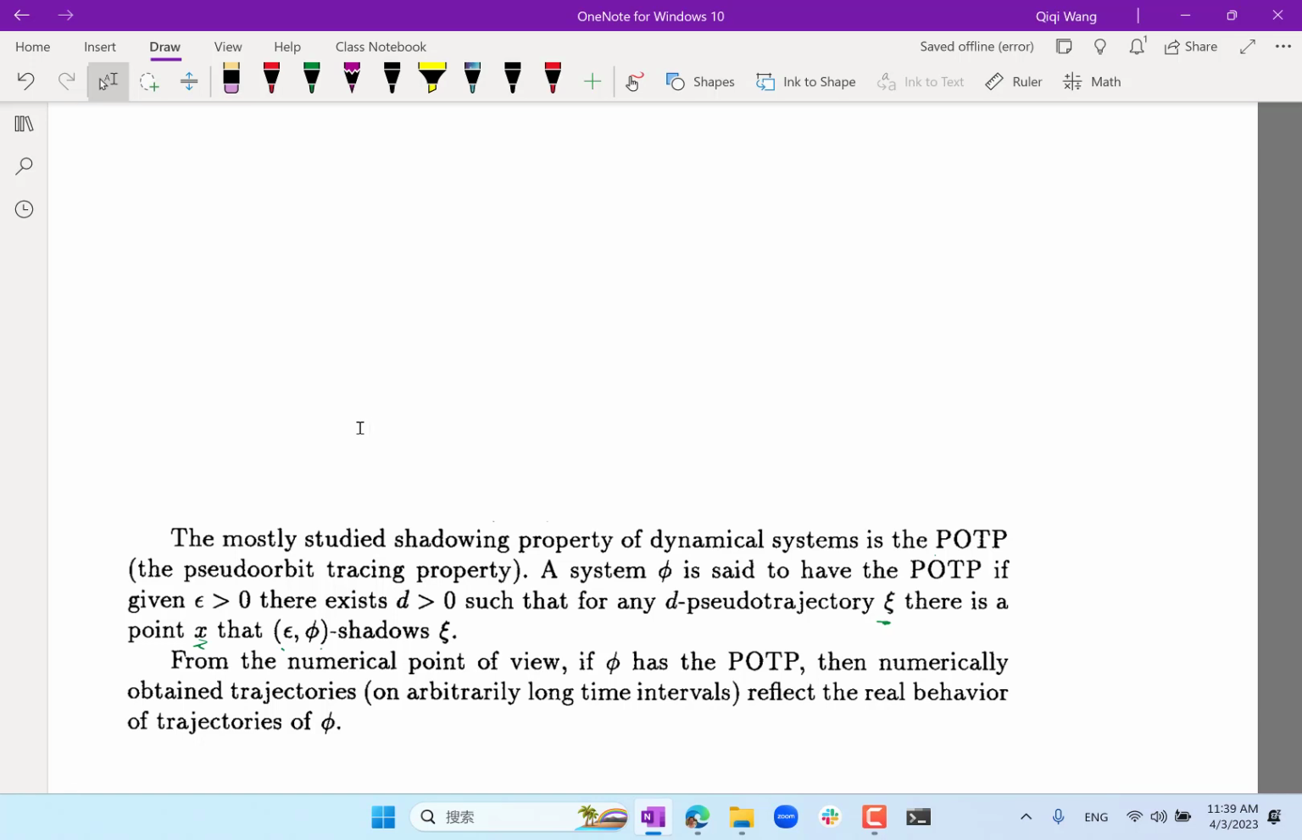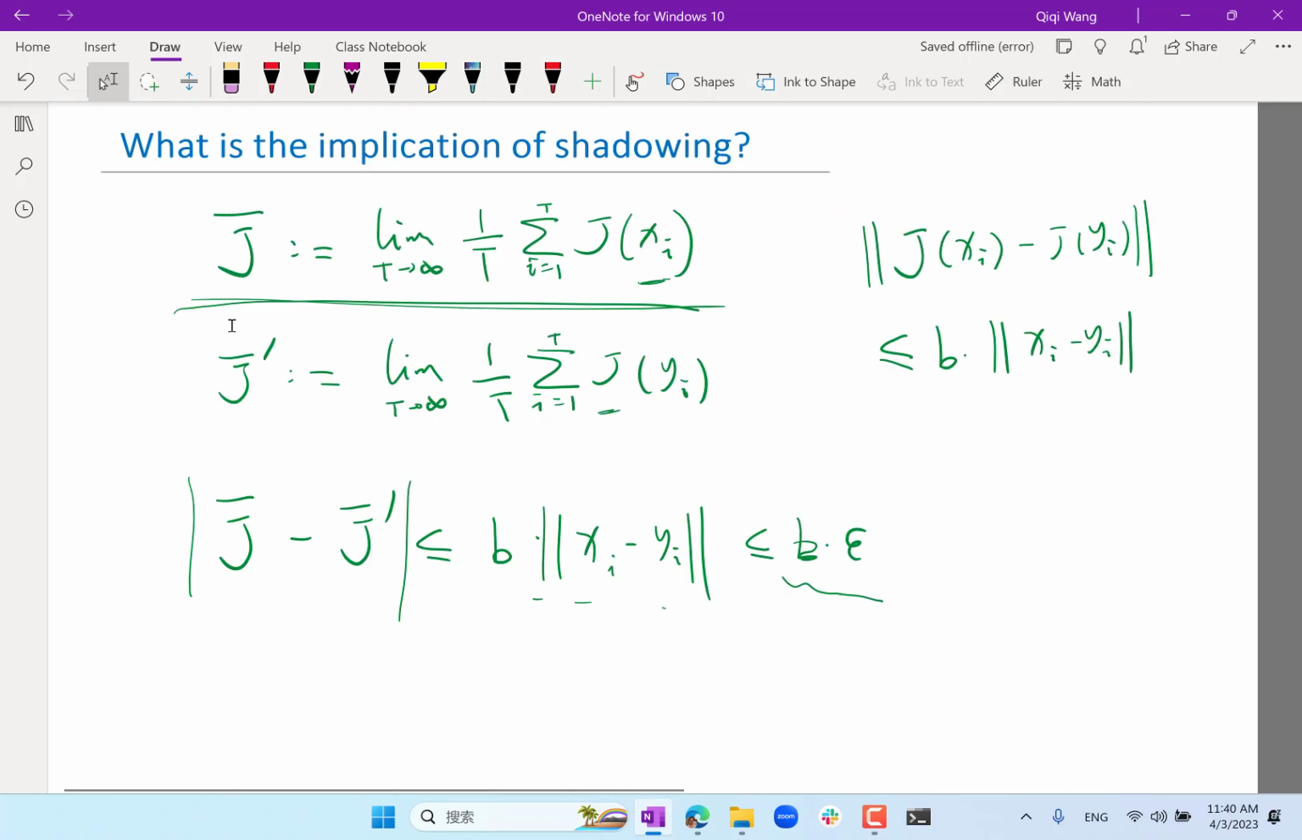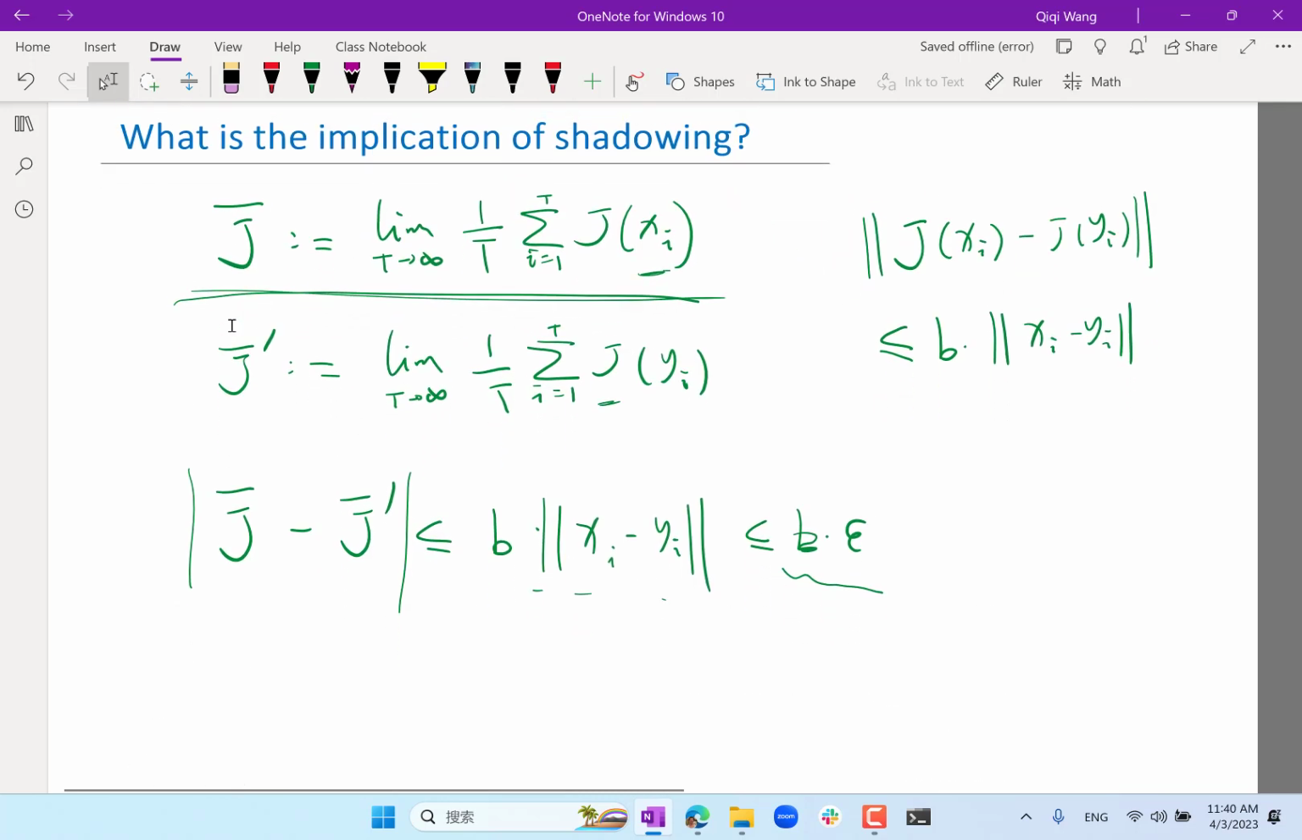So that's the traditionally accepted implication of shadowing. And in this lecture, what we are going to show is that this traditionally accepted implication should be called into question. It's not really correct all the time. Any questions over here? Like why this traditionally accepted view is thought of as correct?